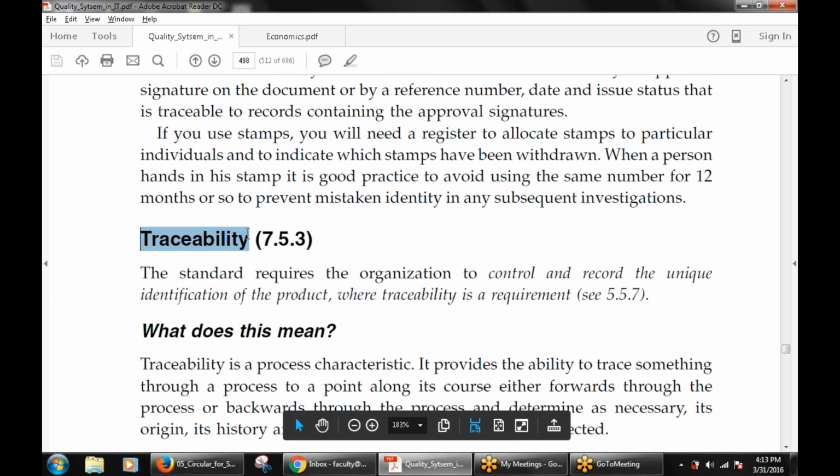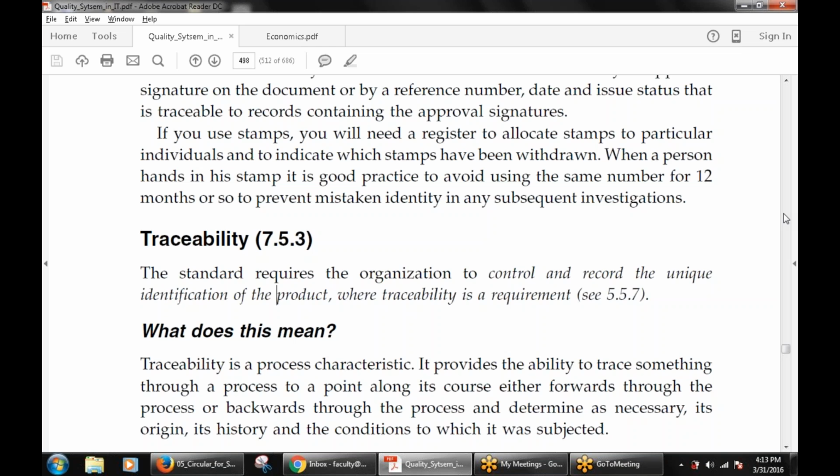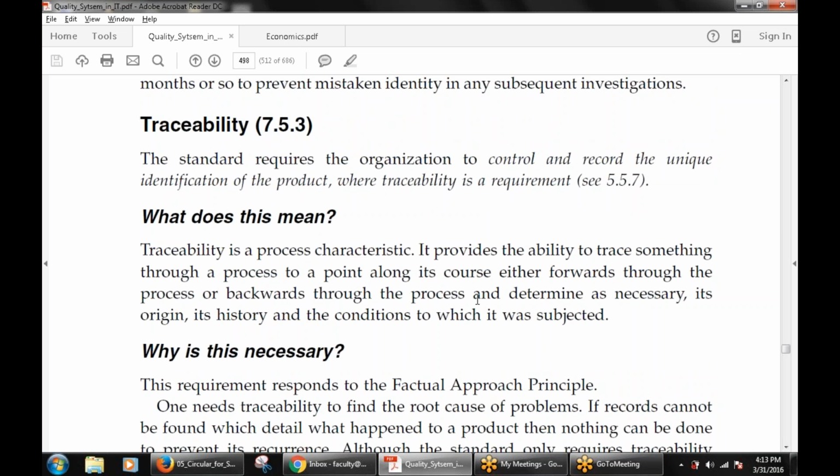Next is traceability, that is how we can trace or manage things. So traceability means an organization's ability to control and record the unique identification of the product, where traceability is a requirement. If there is a requirement of traceability, we can trace the product: where the product is, where it is going, and how it started. And traceability is a process characteristic.